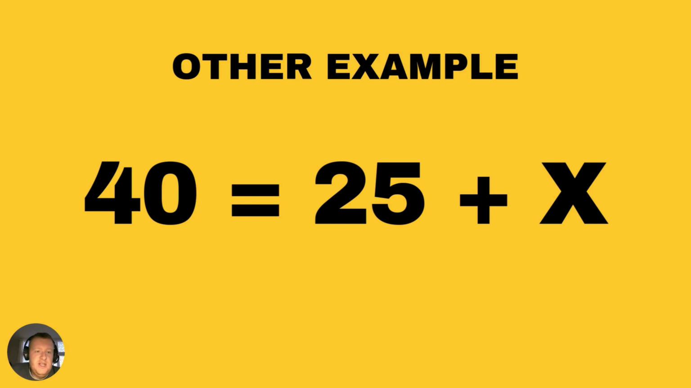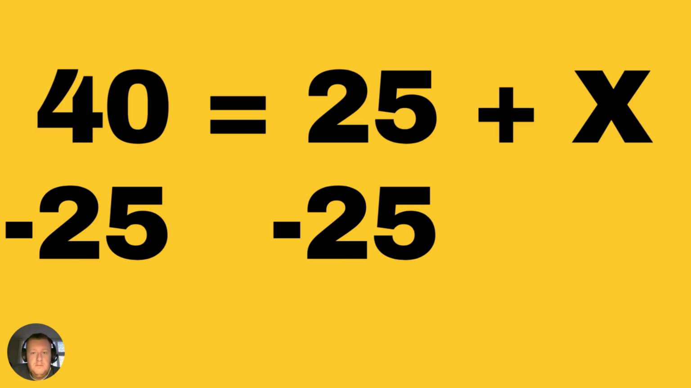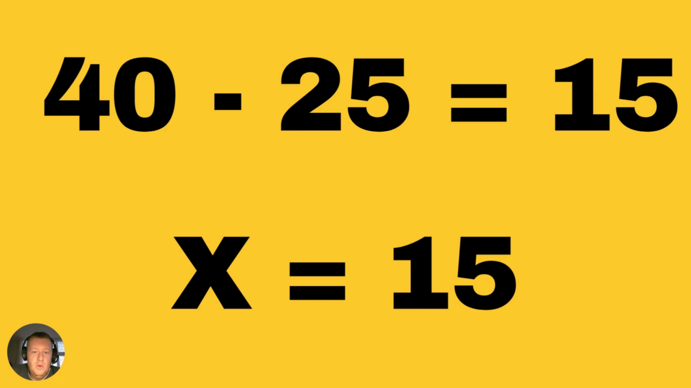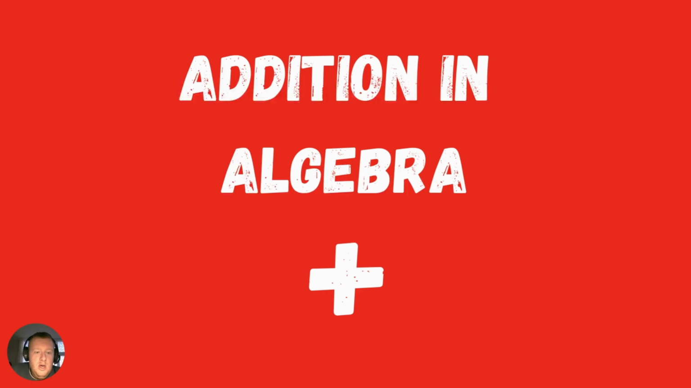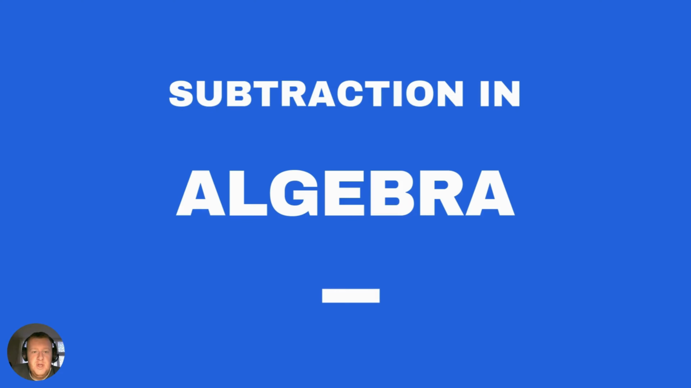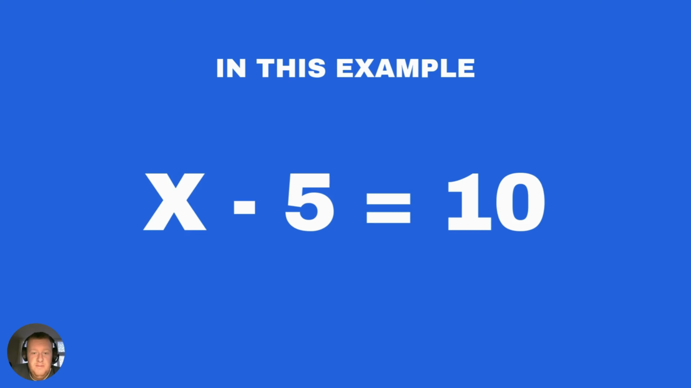So for the other example, 40 equals x plus 25. We do it this way. 25 minus 25 cancel each other out, leaving x by itself. And 40 take away 25 will equal 15. So x equals 15. So that's the addition in algebra. Now subtraction in algebra.